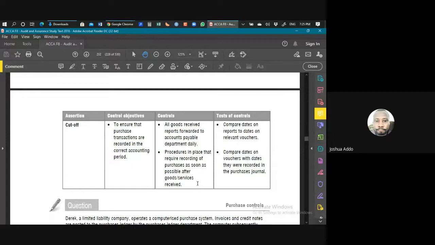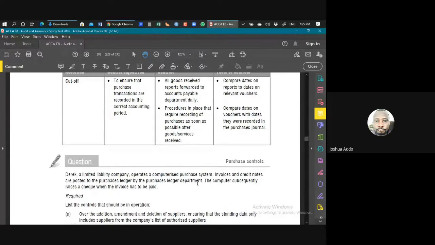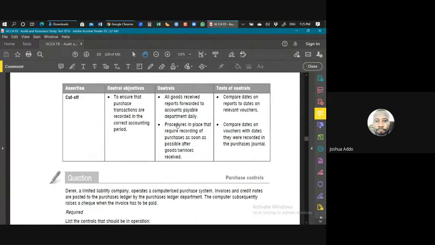Yes, not too technical. And the auditor will have to check that these things are being done. And the sets of controls are very commonsensical. Compare dates on reports to dates on relevant vouchers. Compare dates on vouchers with dates they were recorded in the purchase journal.